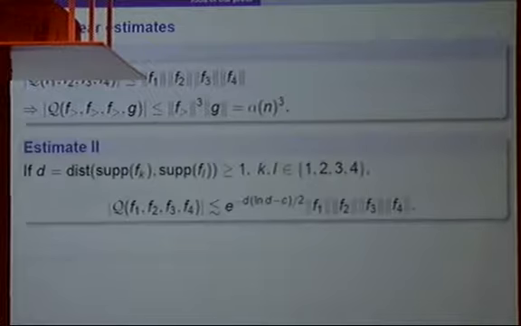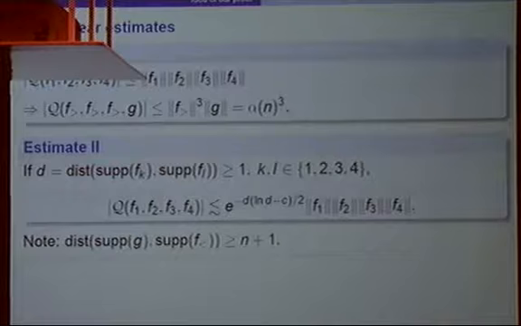And the other term in the self-consistence bound comes from this. If the supports of f_k and f_l have distance d, which is greater than or equal to 1 if they don't overlap, because we are in a discrete setting here, right? So when we have a distance, then we have this estimate. Q of f1, f2, f3, f4 is bounded by this very nice super-exponential factor, multiplied by the L2 norm of each of them.